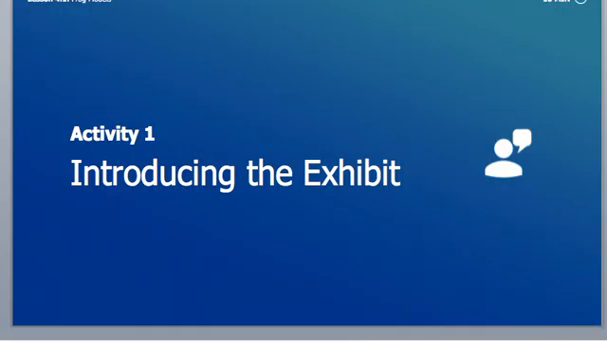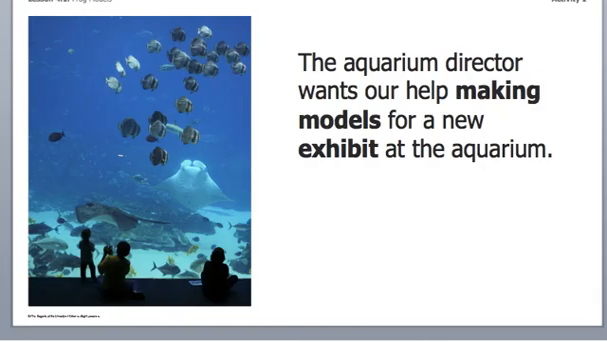So, first, we're going to introduce the exhibit. An exhibit is something in a museum that visitors look at or work with. The aquarium director wants to create an exhibit in the aquarium that uses models to explain how different types of animals in the aquarium defend themselves. If you've ever been to a museum or an aquarium, think about what you saw while you were there. You might have seen some live animals, like in an aquarium, you can see fish and sharks, or you might have seen models of animals. The aquarium director wants our help making new models for a new exhibit at the aquarium.